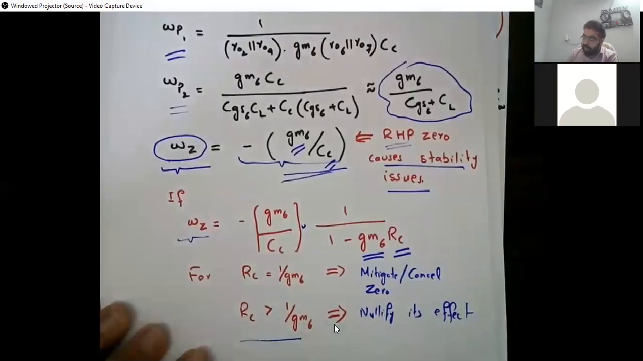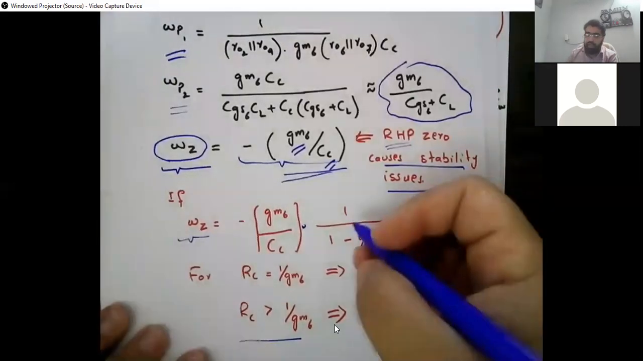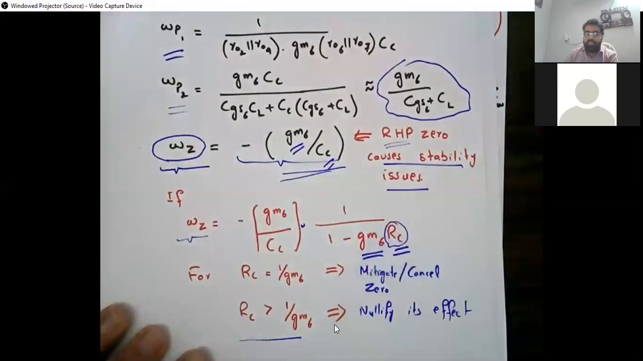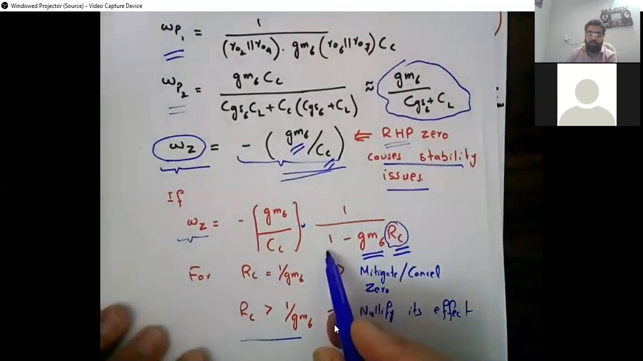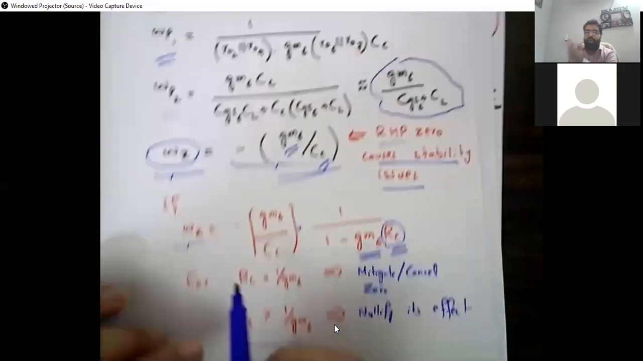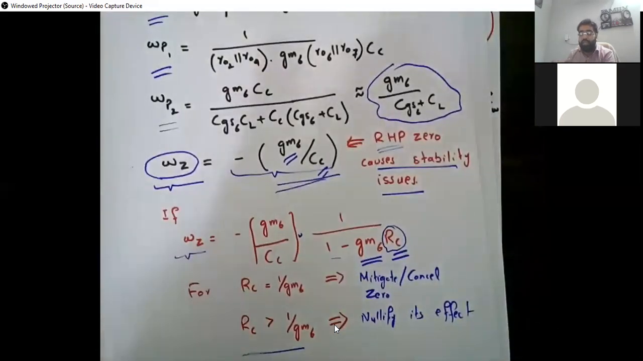How? If I make RC bigger than 1 over GM6, this product is going to be negative, negative, negative, positive. So omega Z, which was a right hand side zero, becomes a left hand side zero. And if it becomes a left hand side zero, it's not going to hurt me.